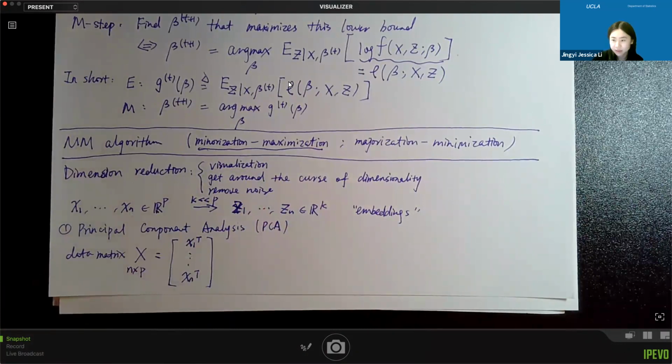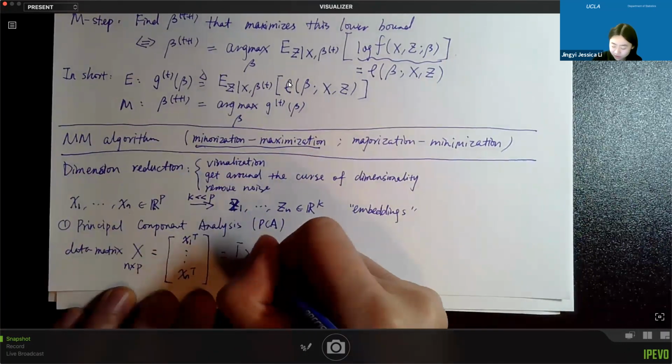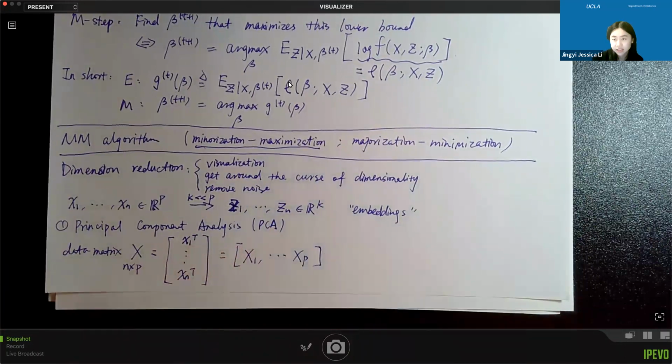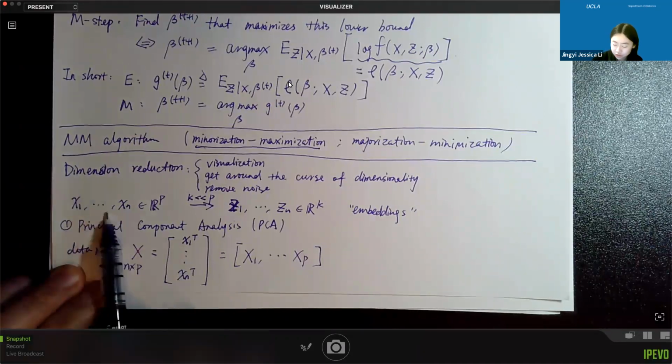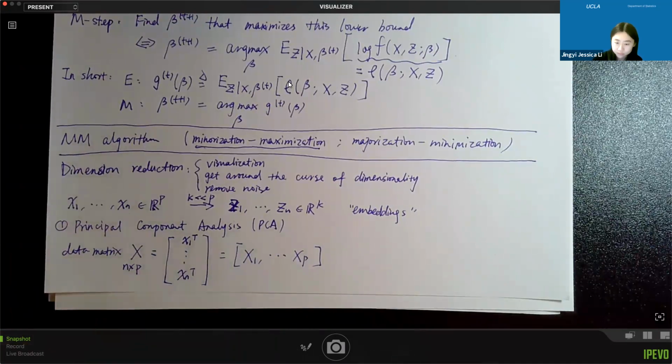Another way is to write them out as columns. When we do that, we will have p columns, x1 to xp. Each column is an n-dimensional vector. It encodes the coordinates my n observations have in that dimension. So we can have these two ways.